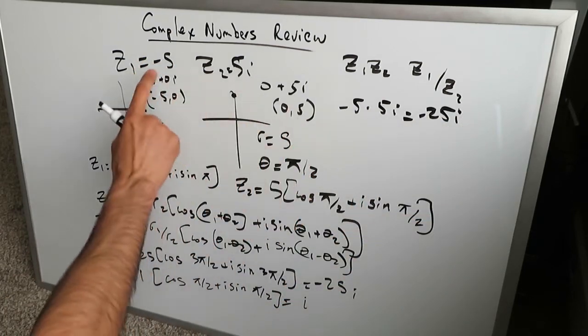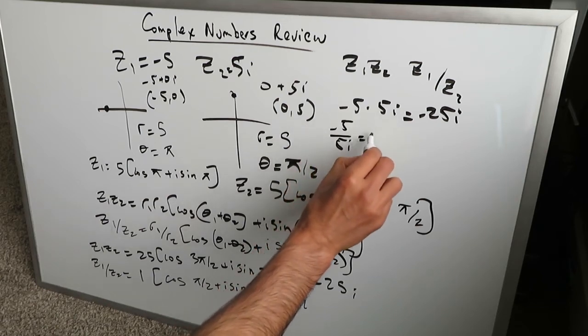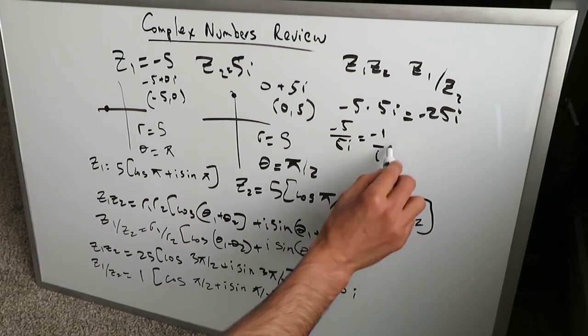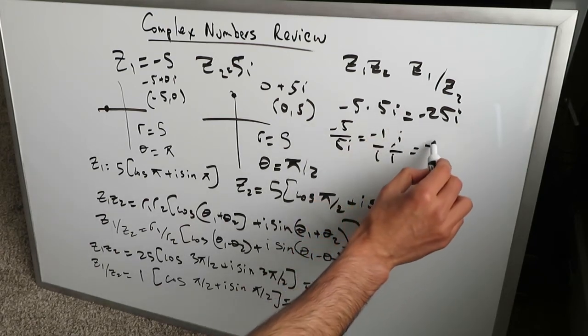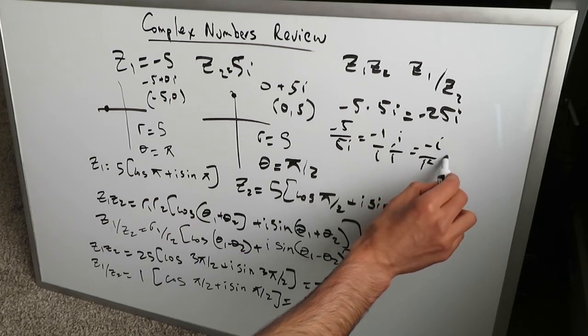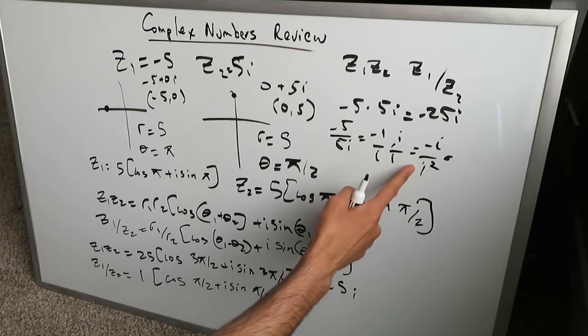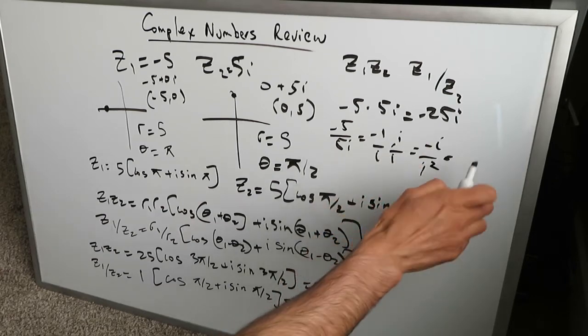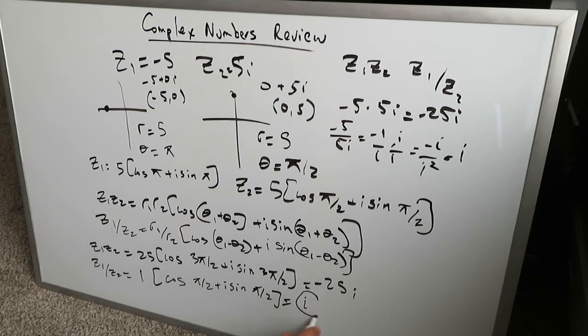Then you can divide the two complex numbers by each other. Minus 5 divided by 5i gives you minus 1 over i. You can rationalize this i: multiply the numerator and denominator by i, and you get minus i over i squared. You know i squared is always minus 1. Minus i divided by minus 1, you'll just get i.